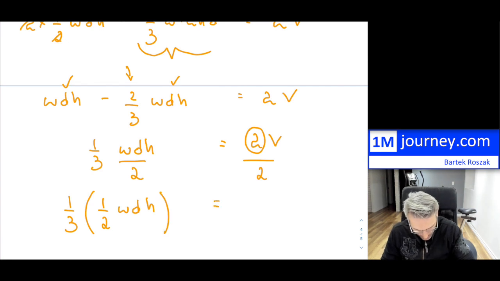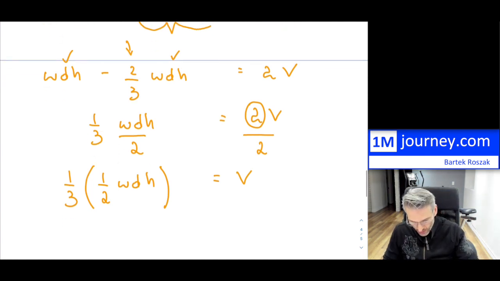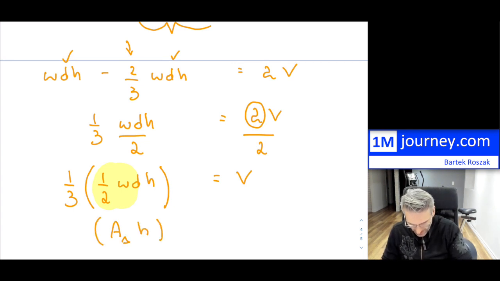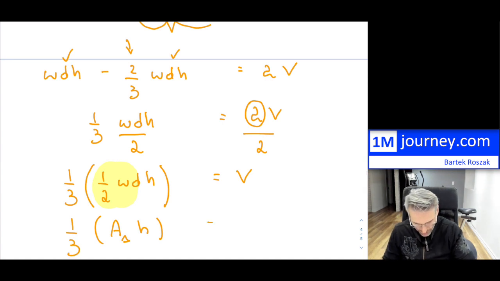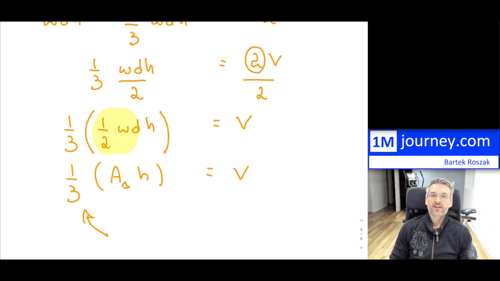WDH is equal to V. V was the volume of that pyramid. And now notice that I put the 2 in here because what I wanted to show you is that this right here is just the area. So that's just the area of my triangle, right? Of the base times the height. And then again, you have your 1/3, which now shows you once again that the constant indeed is 1/3.